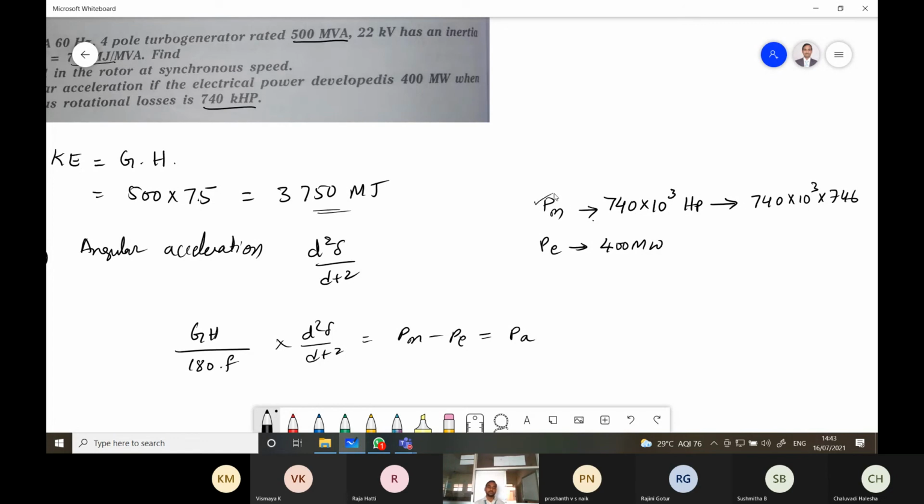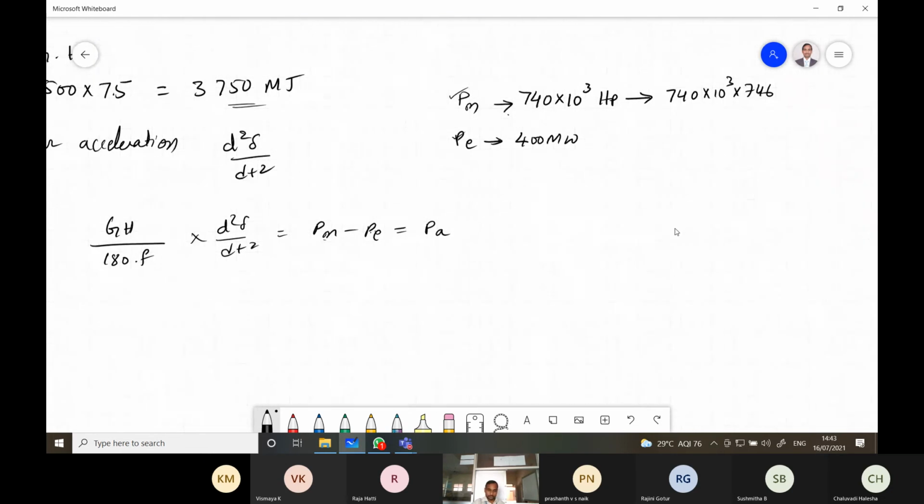Okay, so this is Pm and this is Pe. Pm minus Pe, this will give Pa, that is equal to this much. Now you substitute all the things. How much you got? What is the value of Pm? 552 megawatt, sir. 552.04 megawatt. Okay.